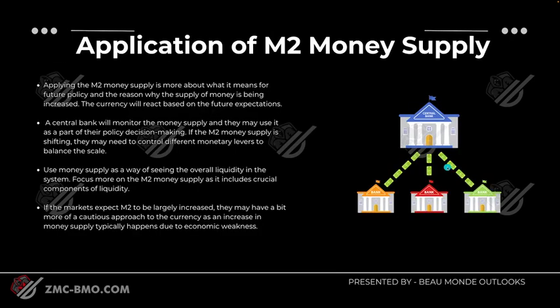So what's the application of M2 money supply? As traders, we need to think about the thought process of the application. Applying M2 money supply is more about what it means for future policy and the reason why supply of money is being increased. The currency will react based on the future expectations of what that means. Remember, markets are forward-looking. So what they're going to be viewing it as is, why is M2 money supply being increased? Why is money supply being decreased, for example? And the markets will react based on that thought process.